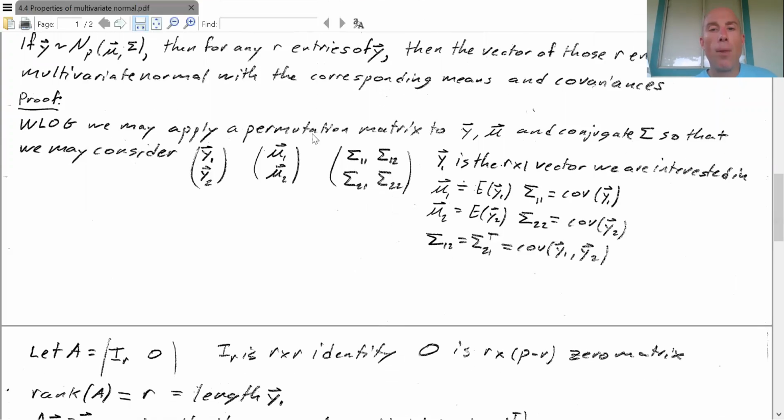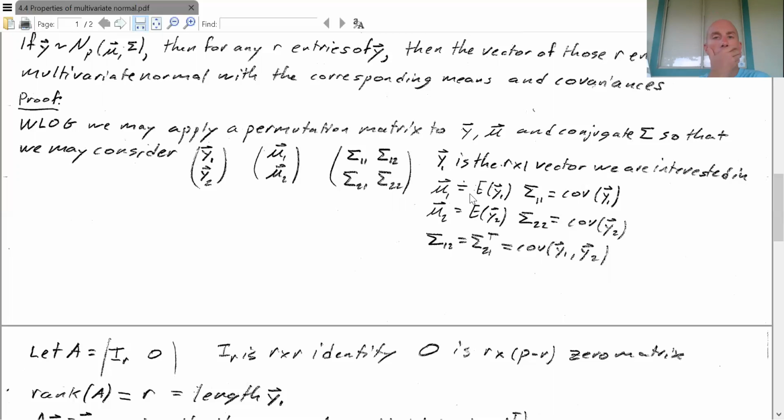If I apply a permutation to Y and mu, and conjugate sigma with the appropriate permutation, then we can set it up so that the entries we are interested in are together and the entries we are not are together in Y. Then the mean mu1 corresponds to Y1, mu2 corresponds to Y2, and we make a block matrix for the covariance in a corresponding manner. Let's say that Y1 is the R by 1 vector we are interested in, and Y2 is everything we're not interested in.